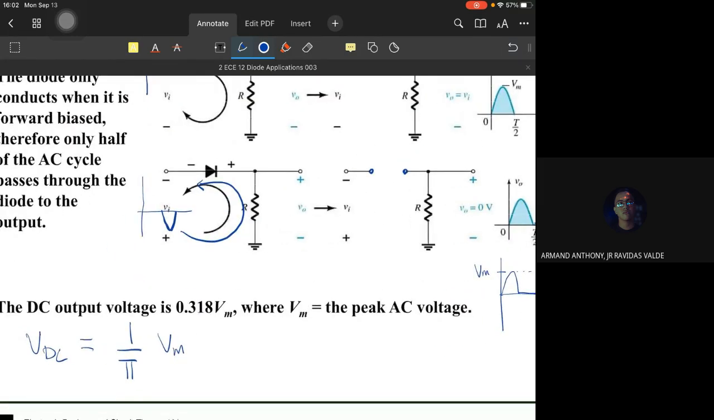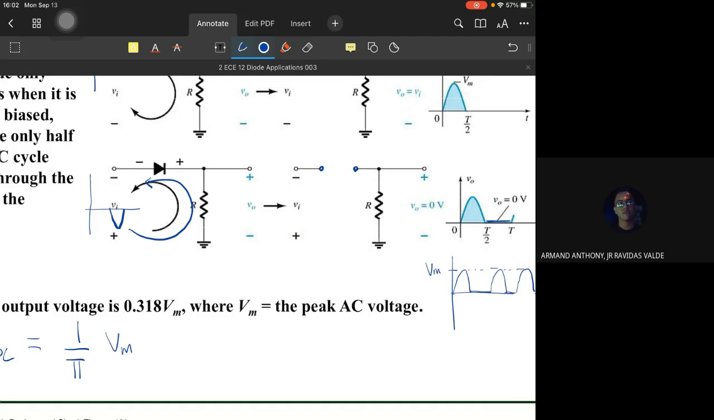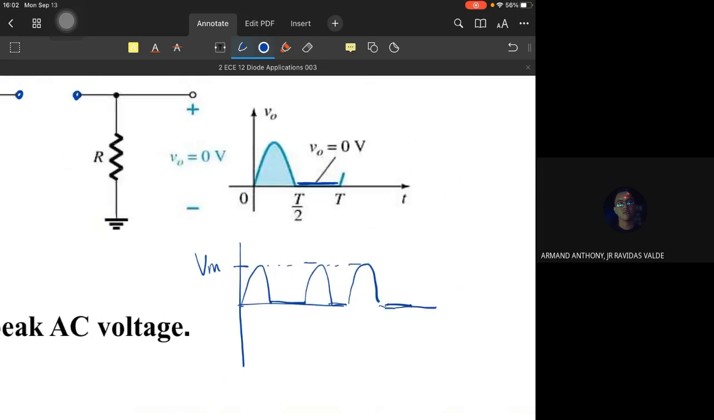But what is the DC voltage? Before, we've known that DC voltage is a constant line. For example, a 1.5 V battery, when we look at it on the oscilloscope, it will look just like a straight line. After rectification by the diode, like this one, it is still far from that shape. DC will look like a straight line, but this one is not.